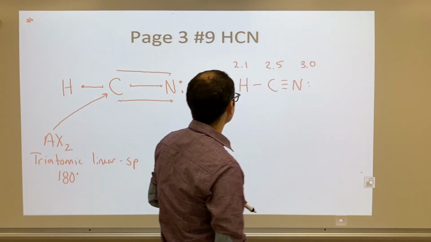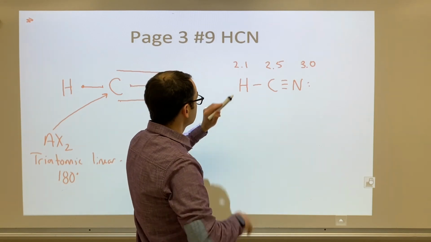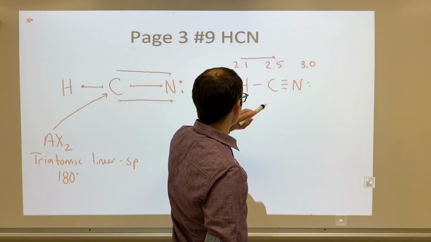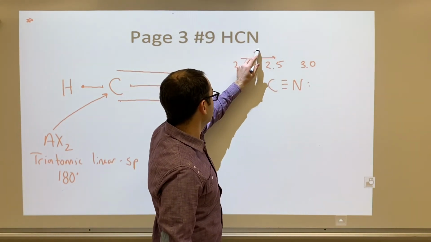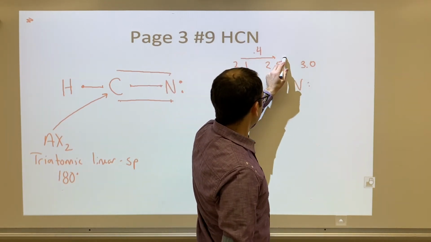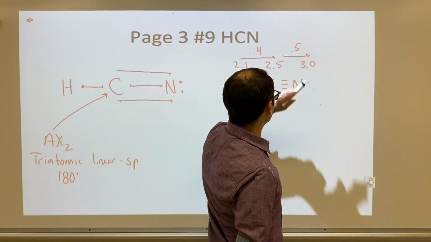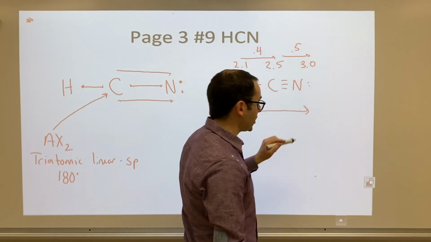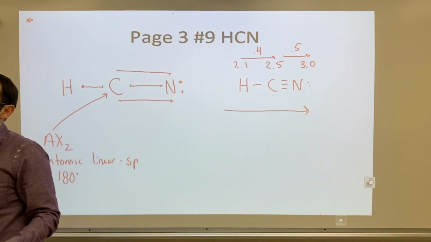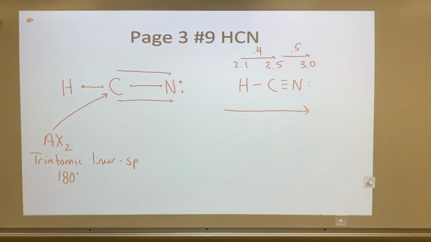3.0. All right, so now we're going towards the more electronegative. So I'll draw a little arrow there. The difference here, 0.4. The difference here, 0.5. So overall, it's going in that direction, right? And it's more than 0.4. So that tells us that it's going to be what? Yeah, it's going to be polar, exactly.